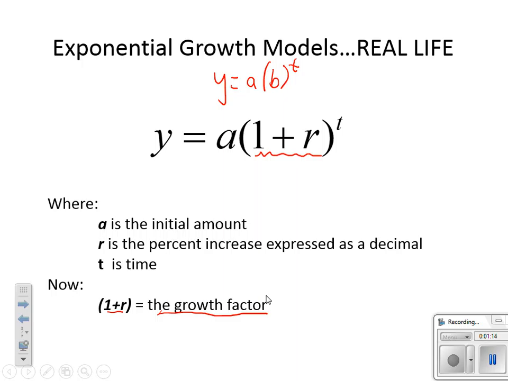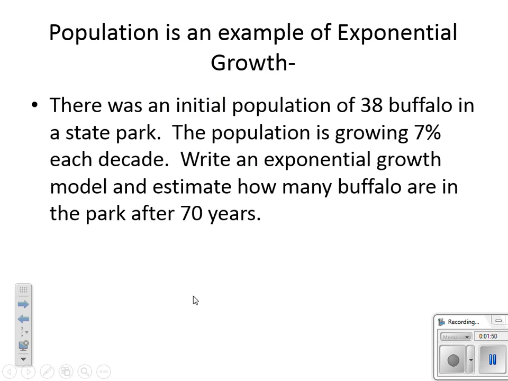So a represents the initial amount, or what you started with, and then r is the percent increase. When you're doing growth models with real-life examples, you're going to look for words like increase, appreciate, go up, or build, something to signify that it's increasing. And we want to make sure that our rate is always expressed as a decimal when we write it in the equation, so we would have the percentage divided by 100. And then t represents our time. So let's look at an example of exponential growth.